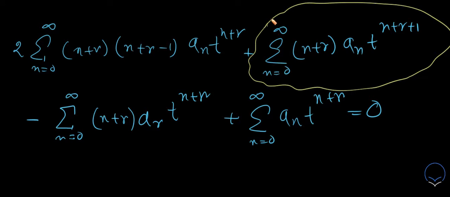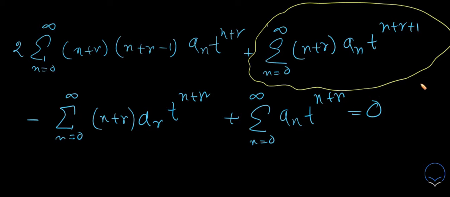So we need to do something about this term, and again we refer back to the method we saw when we solved a differential equation near an ordinary point. Since we only want n plus r, we have to use some dummy variable to convert this t to the power n plus r plus 1 into something like t to the power n plus r.